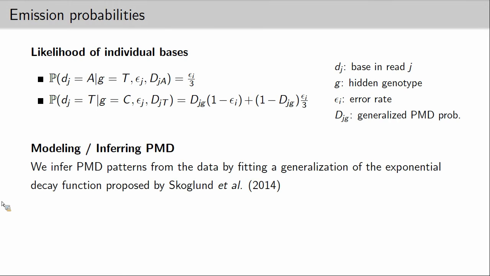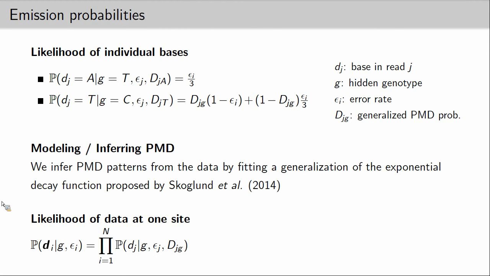Okay, and then if we have this, we can build a model by which we take these emission probabilities directly into account when integrating over genotypes. The question now is, where do we get the probabilities of the postmortem damage, D_jg, from? For this, we can use the curves that I showed you before. We see a pattern of exponential decay and just fit a generalized exponential decay function to it. Then we can assume that this is the rate we have. So a priori, we estimate this from the data and then assume it to be known.